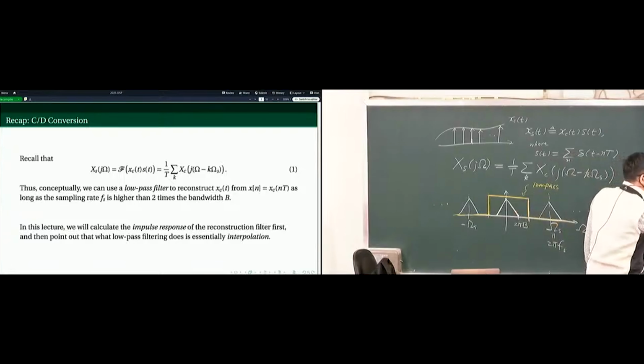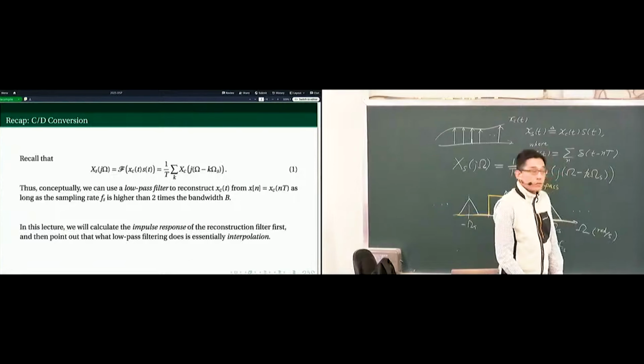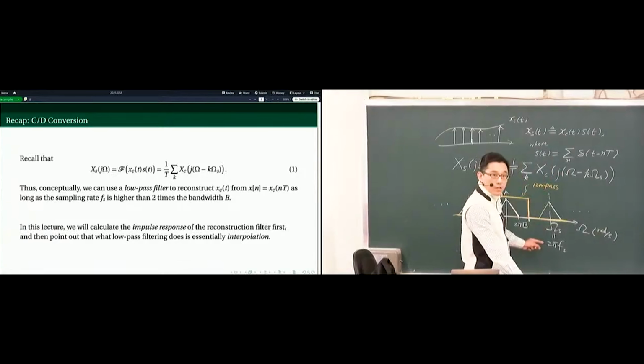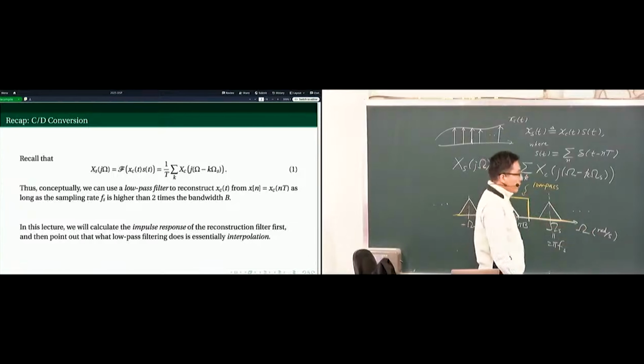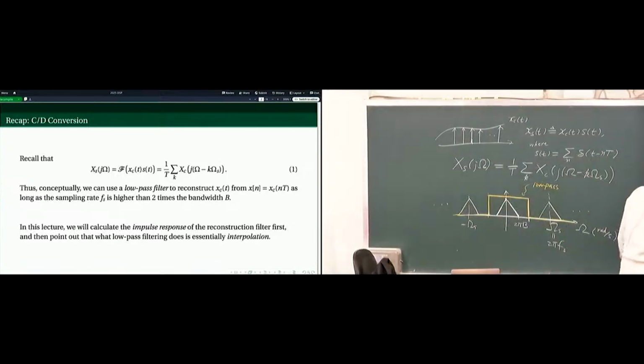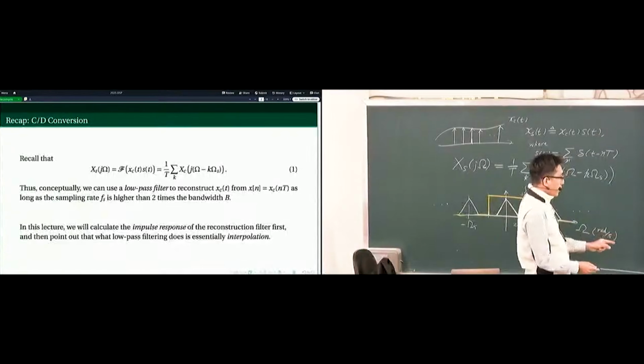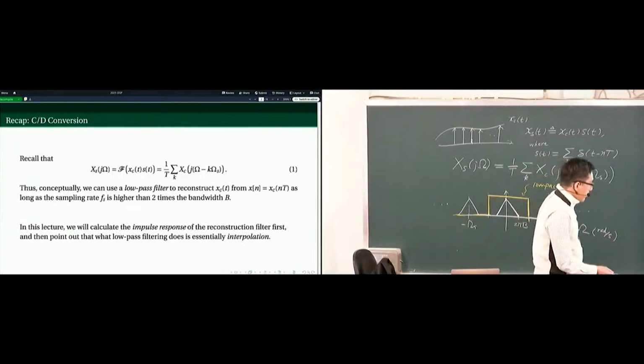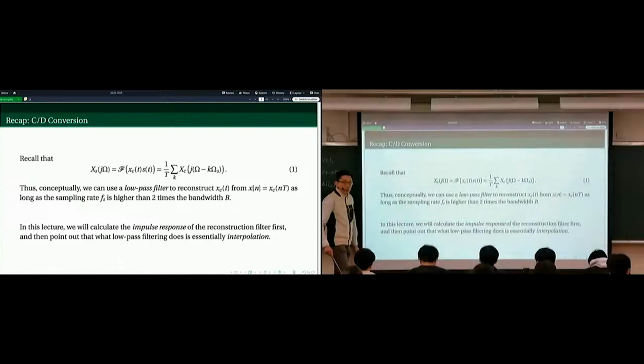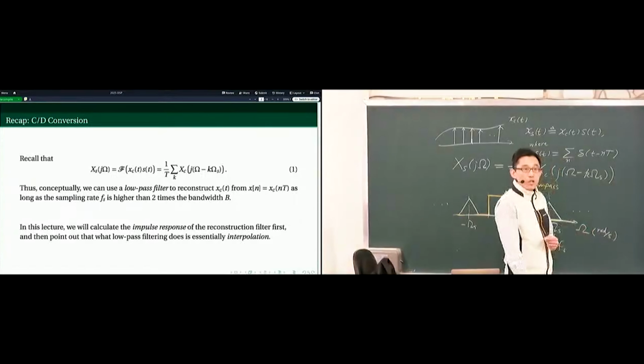In this lecture, we're going to look at more details about this low pass, and in particular, we calculate the inverse Fourier transform of the low pass response. We go from the frequency domain back to the time domain. So we need to calculate the impulse response of this reconstruction filter. Later we point out an interpretation: in the time domain, this low-pass filtering actually corresponds to interpolation.